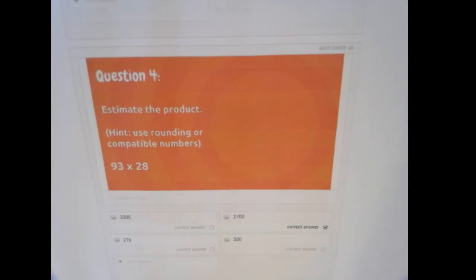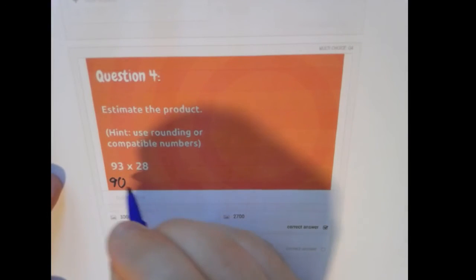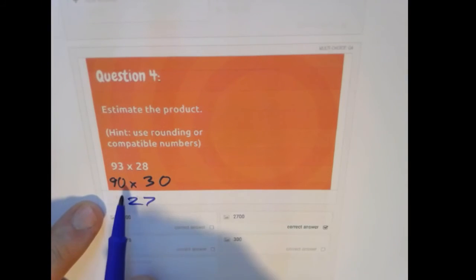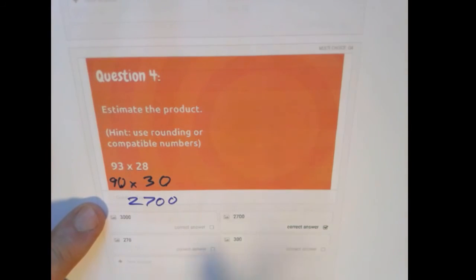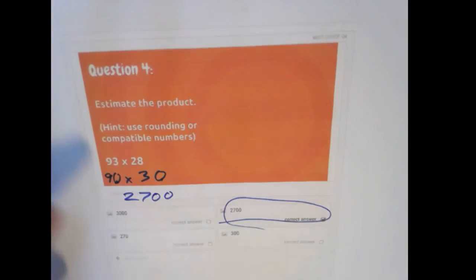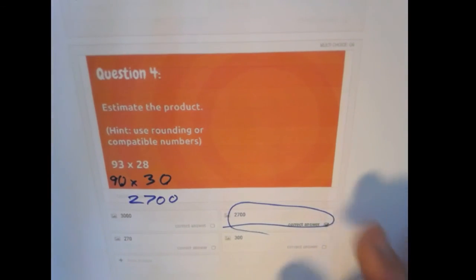Okay, how about this one? Estimating the product. So what if we were to round this down to 90 and this up to 30? So 9 times 3 is 27, and with the 2 zeros, 2,700, right? Okay, so 2,700 is an estimate for this multiplication problem.